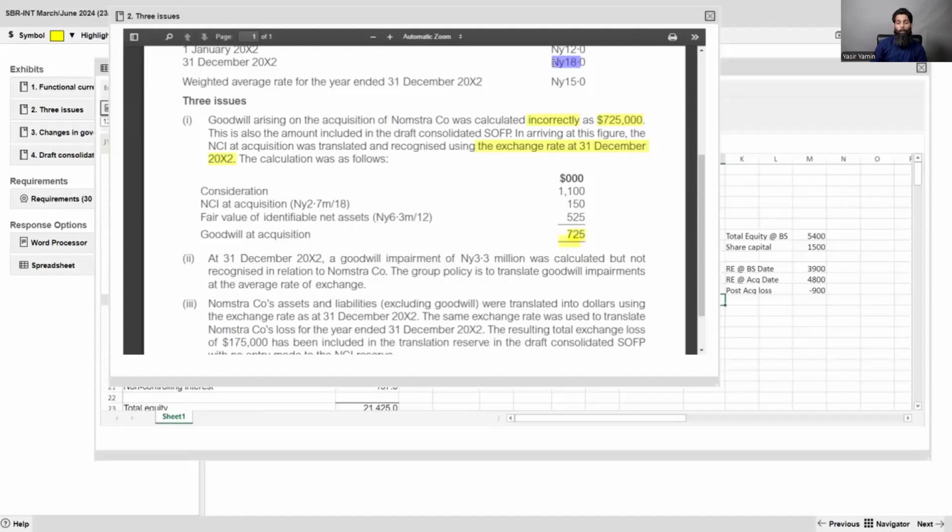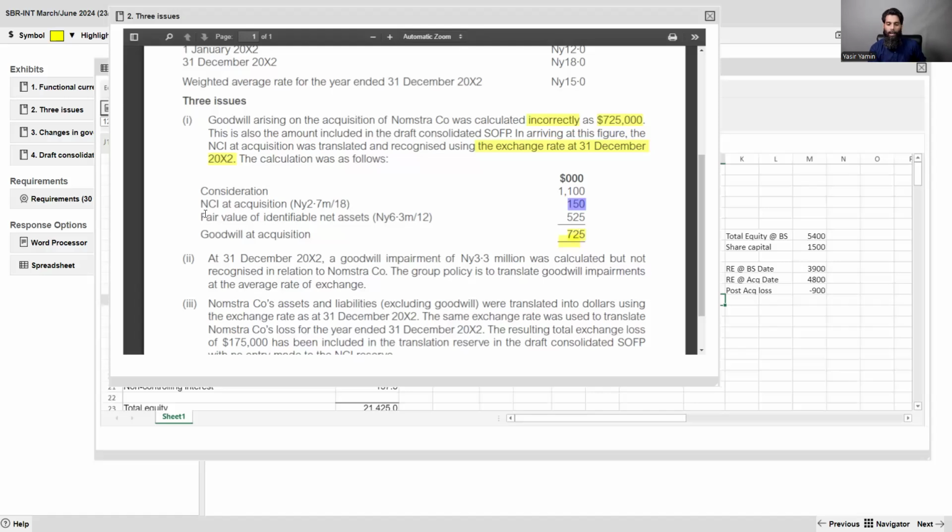Very good. For acquisition date transactions, you always choose the acquisition date exchange rate. So they were incorrect. What they did was they chose the wrong exchange rate. And for that reason, your NCI of $150 would have been calculated wrongly. Make sense? And eventually your goodwill would have been calculated wrongly.